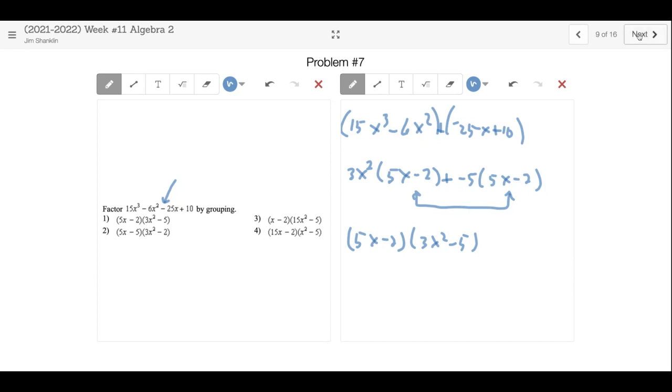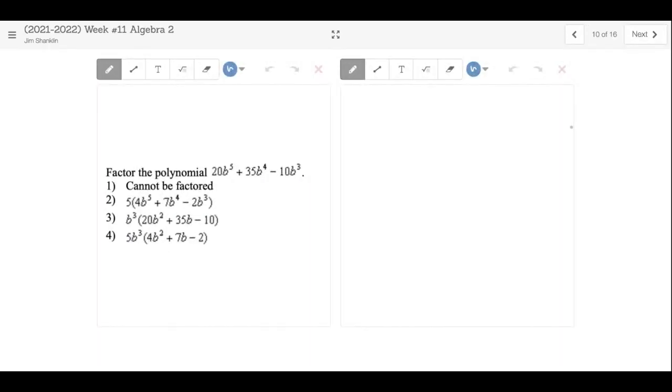All right, number 8, 3 terms. I'm not a big fan of cannot be factored. I'm not a big fan when they put those types of problems in there. All right, 3 terms. Can I factor anything out?